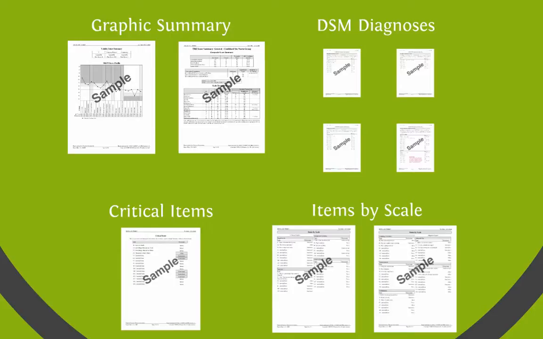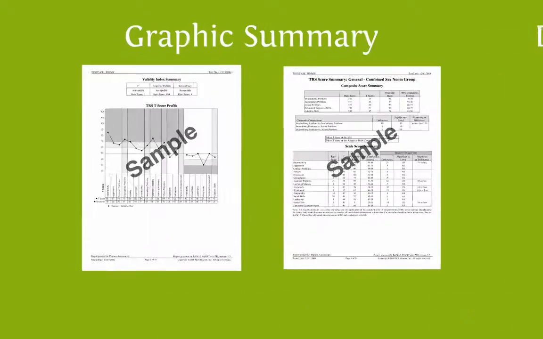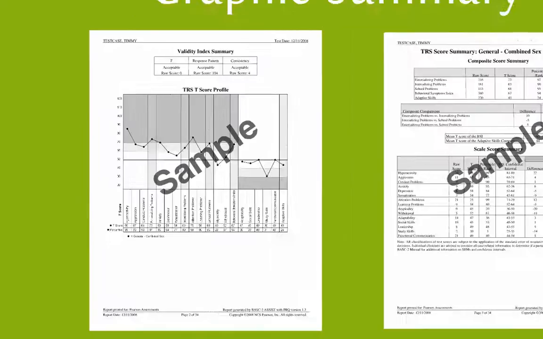And we're going to look at, this is only some of the data that you get, but we're going to look at some of the graphic summary of data, how it can help to identify some DSM diagnostic categories, some of the critical items that it looks at, and some of the scales and just some of the questions within the scales so that you get a sense of those. Let's take a look at this graphic summary really quickly.